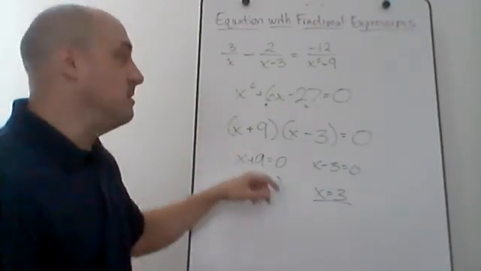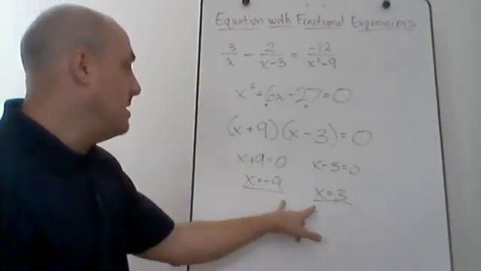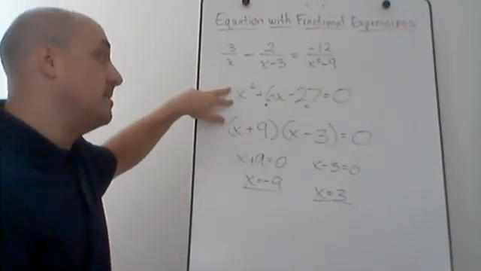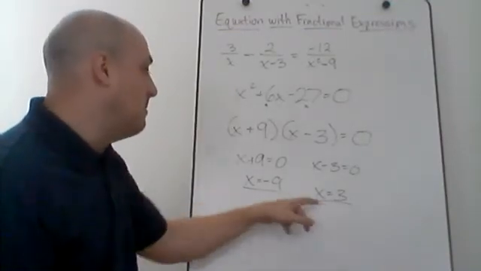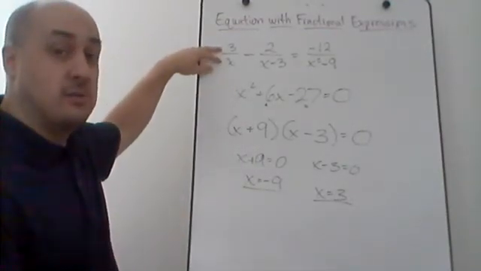sometimes the answers you get don't actually solve the original equation, right? These are the 2 solutions of x squared plus 6x minus 27 equals 0. It doesn't necessarily mean that both of these numbers are going to solve this original equation that we started with, right?